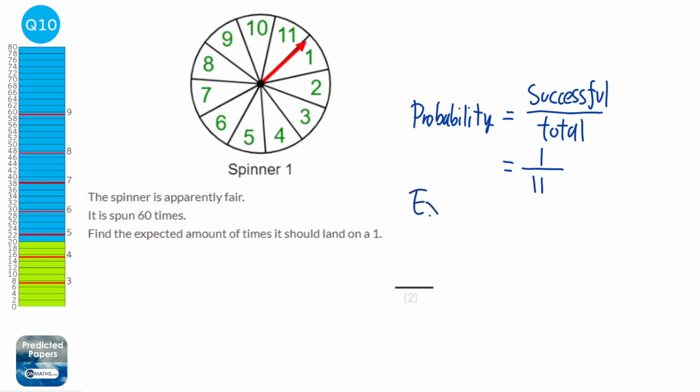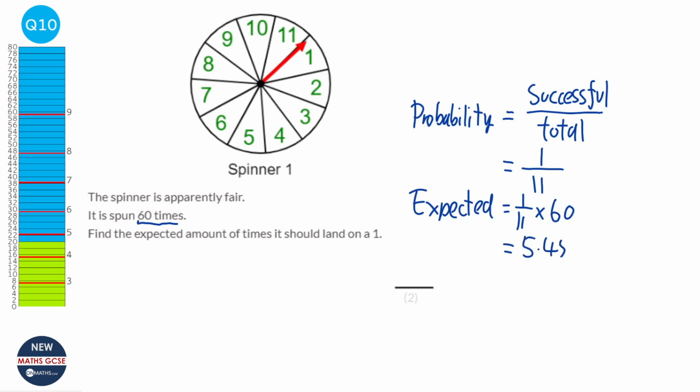To find the expected amount, we do the probability and we times it by the amount of trials. So it says it's spun 60 times, so we're going to times it by 60. And that will give us the answer of 5.454 and so on. Now it can't have landed on a 1 5.4 times, so with this probability we always round down, never round up, because it's 5 times and then a little bit extra, and only when it gets to 6 can we say that it's 6 times. So the answer to this is just 5.